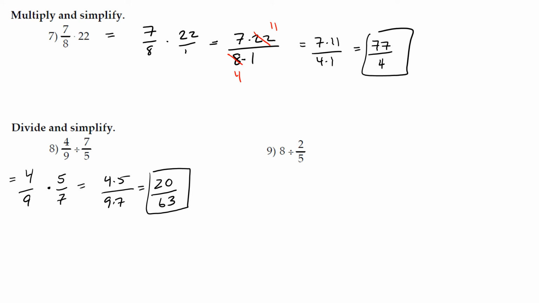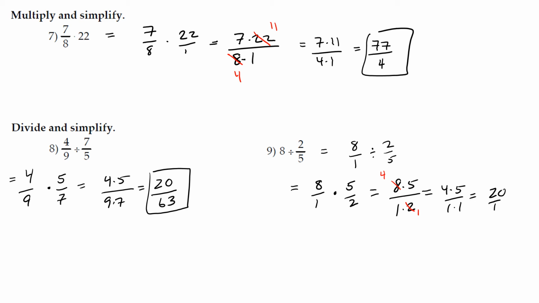Alright, number 9 here. Same thing, if we have a whole number, we can write that as a fraction over 1, so 8 over 1 divided by 2 over 5. We always flip the second fraction to multiply. So flip and multiply, which is going to give me 8 times 5 over 1 times 2. 8 and 2 both share a factor of 2. 8 divided by 2 is 4. 2 divided by 2 is 1. So this gives me 4 times 5 over 1 times 1. So 20 over 1, which is just 20.